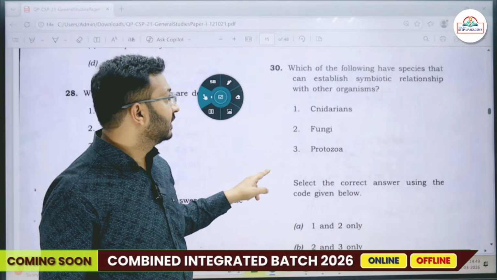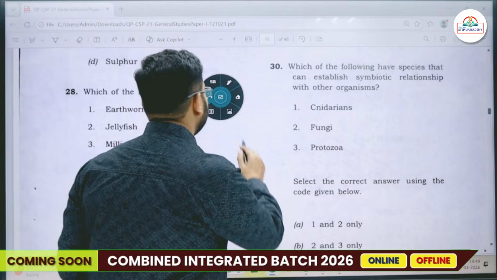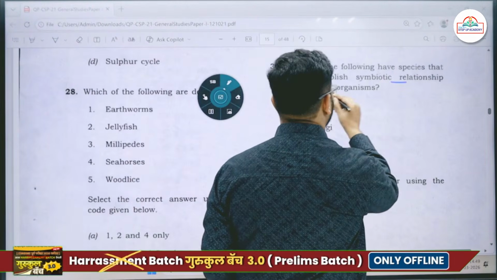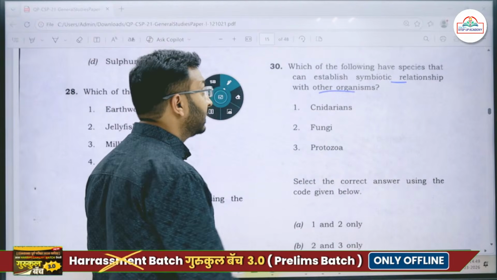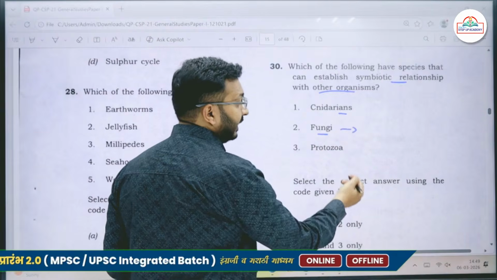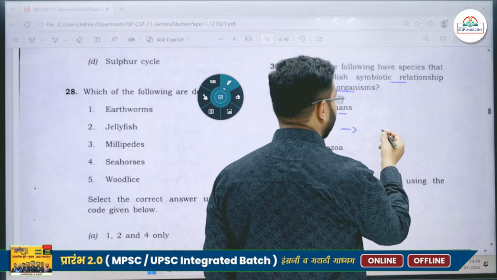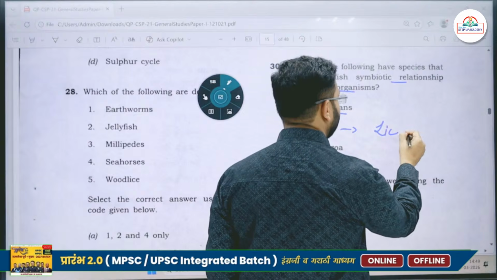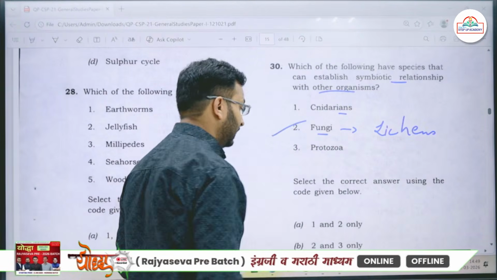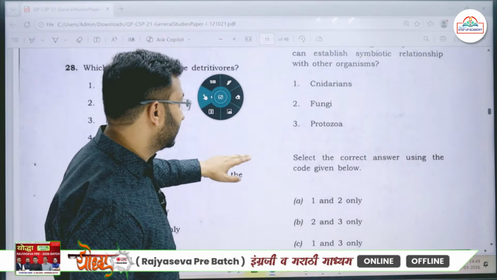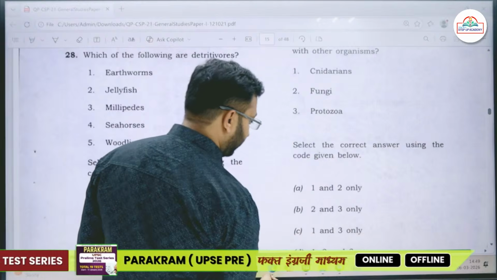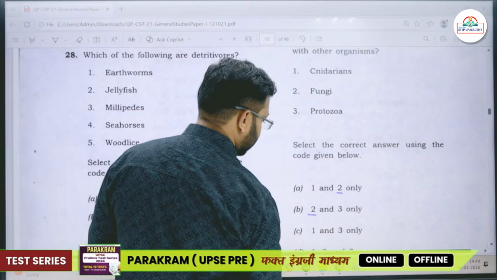Which of the following have species that can establish symbiotic relation with other organism? ठीक है, Cnidarians भाई नहीं पता मुझे. Fungi we know. Lichens, ठीक है, lichens have a symbiotic relation with algae and fungi. So I am aware of this particular thing. Fungi I am aware of. देख लेते ऑप्शन. Cnidaria मुझे नहीं पता, Protozoa मुझे नहीं पता, ठीक है, but fungi I am sure of.